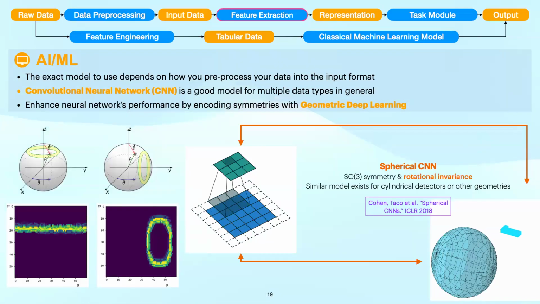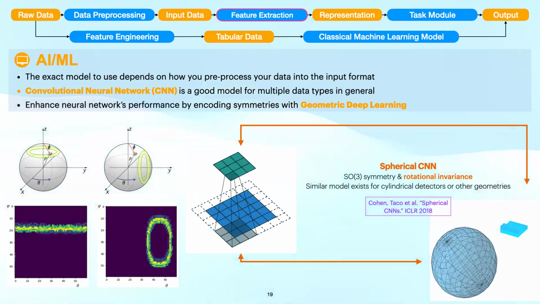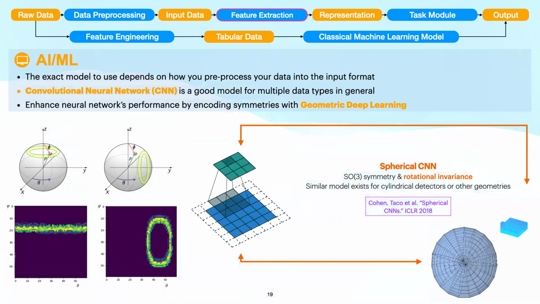The other important symmetry we can encode in the data is a spherical symmetry. Remember, our detector is a spherical detector, and it actually produces a spherical image instead of a flat image. So why is that important?